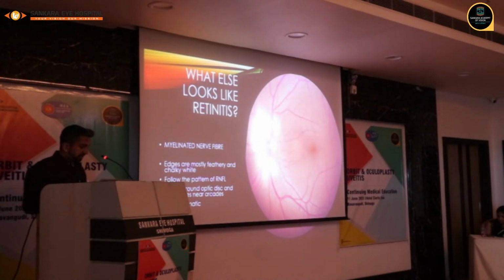So myelinated nerve fibers are usually commonly present. They are asymptomatic. They're chalky white. They're most often situated around the optic disc or along the arcades. So they follow the architecture of the nerve fiber layer. They're usually asymptomatic. There's no vitritis. The patients have no complaints here.